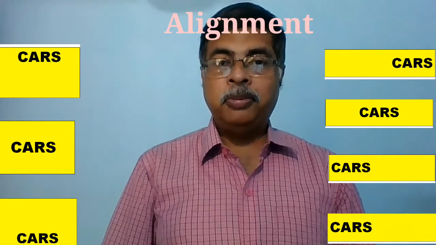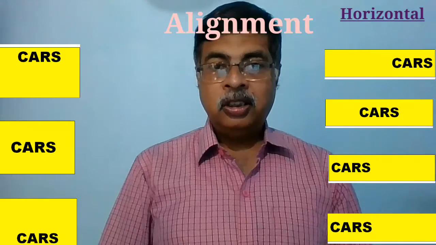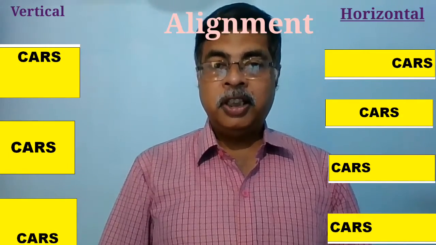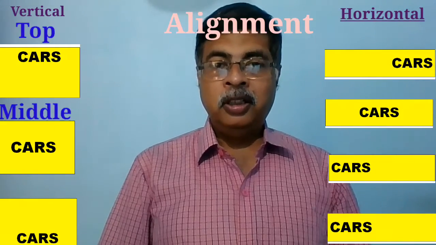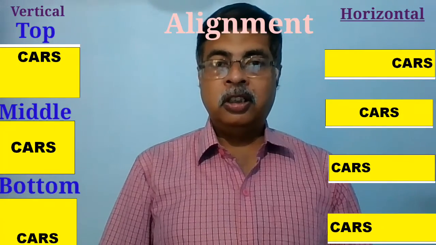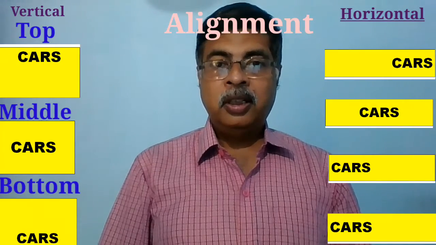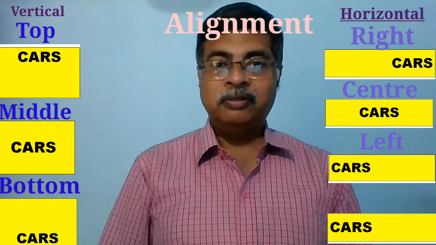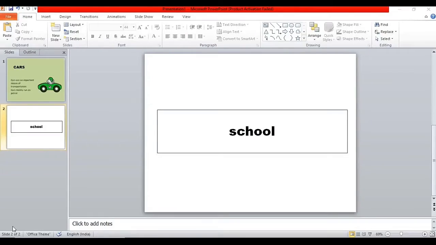Now there are two types of alignment, horizontal and vertical. Vertical alignment is of three types: top, middle, bottom. Horizontal alignment is of four types: left, right, center and justify. Here I have the word school inside one box. Now I can change the alignment of this word school.